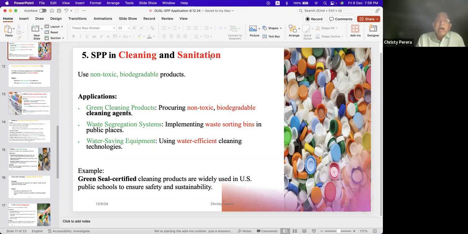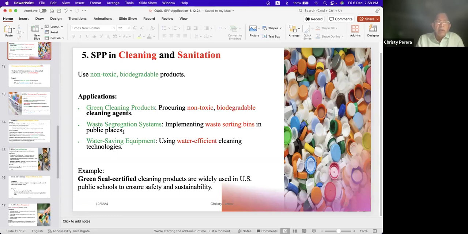Applications in these areas: green cleaning products, that is understood. Non-toxic, biodegradable cleaning agents. Waste segregation systems, implementing waste sorting bins in public places.